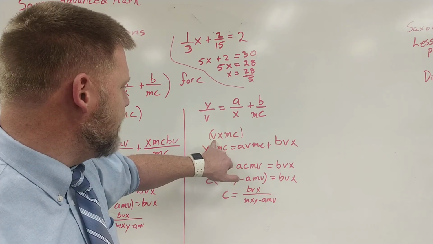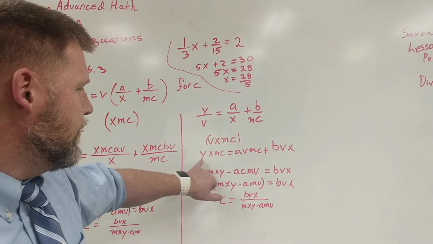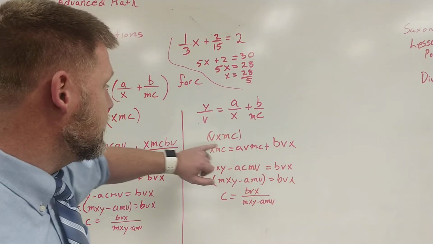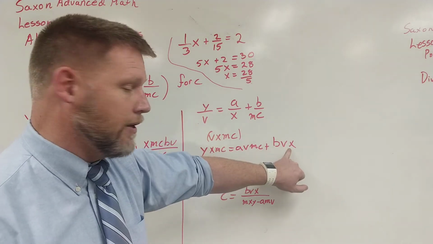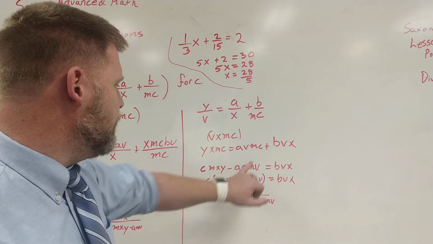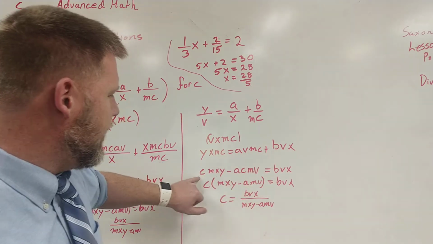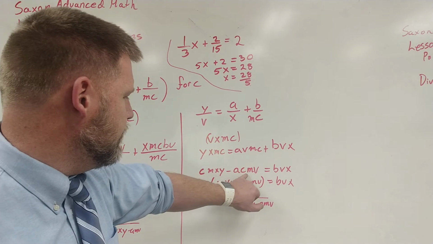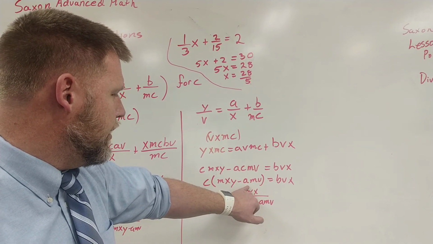So I multiply everything by vxmc. That's going to give me yxmc, avmc, and bvx, because it's canceling out the x, the mc, and the v out of each one of these respectively. At this point, the c is on both sides again, so I subtract that from both sides. That gives me this. I factor the c out to the front, right? Take a c out of both terms. And I have mxy minus amv in the parentheses.